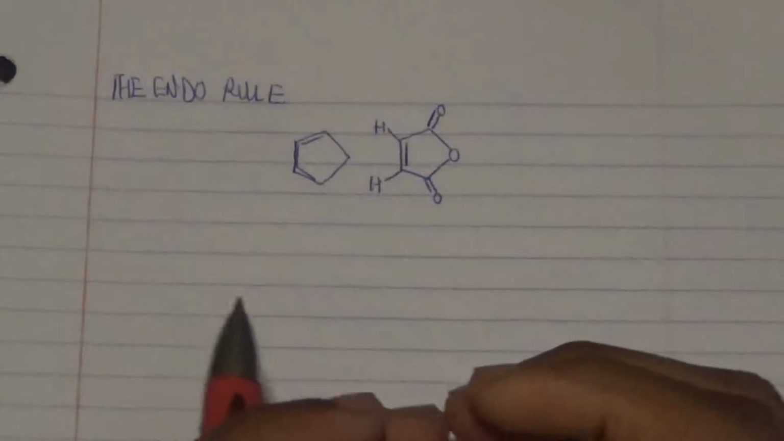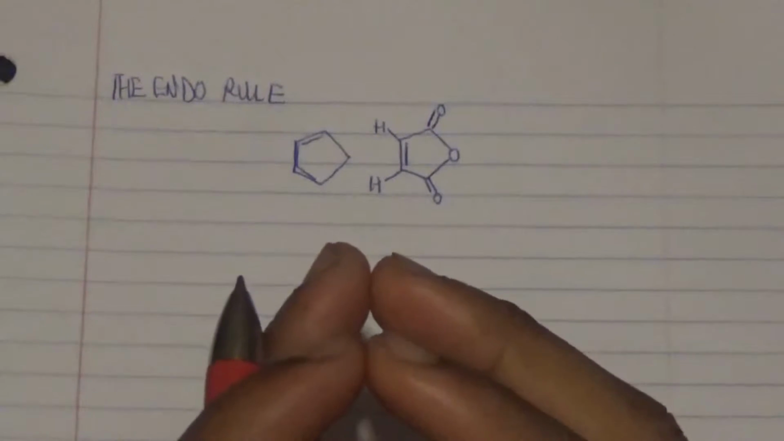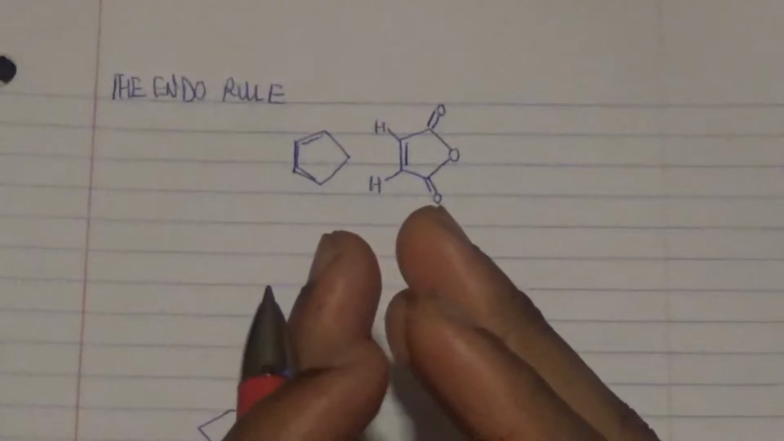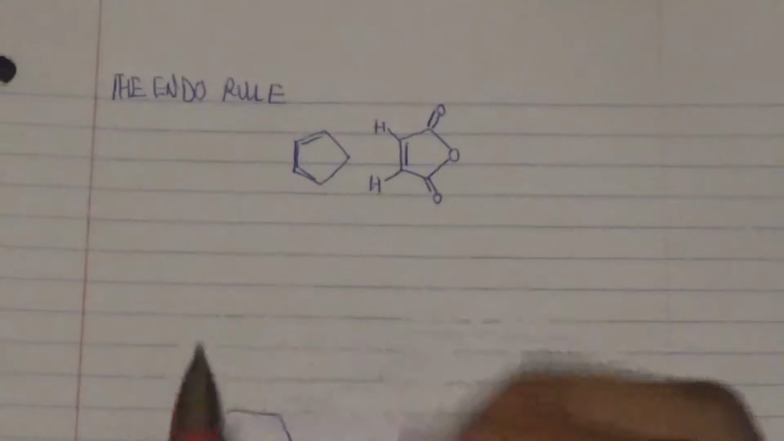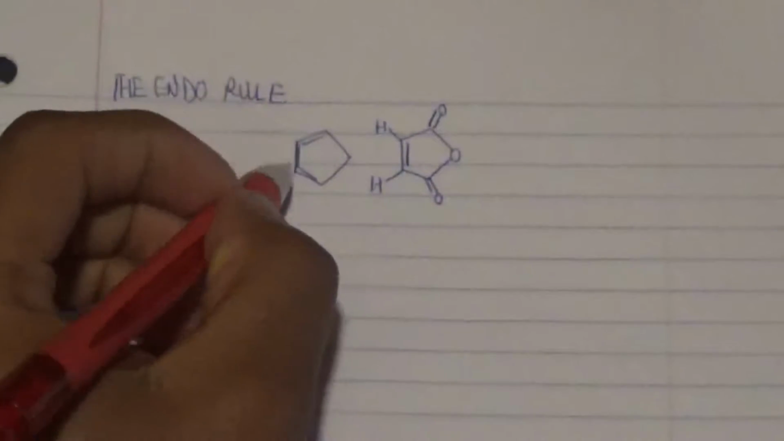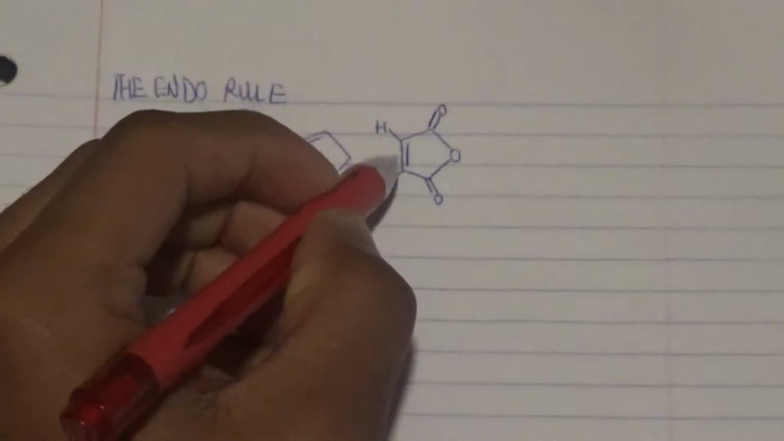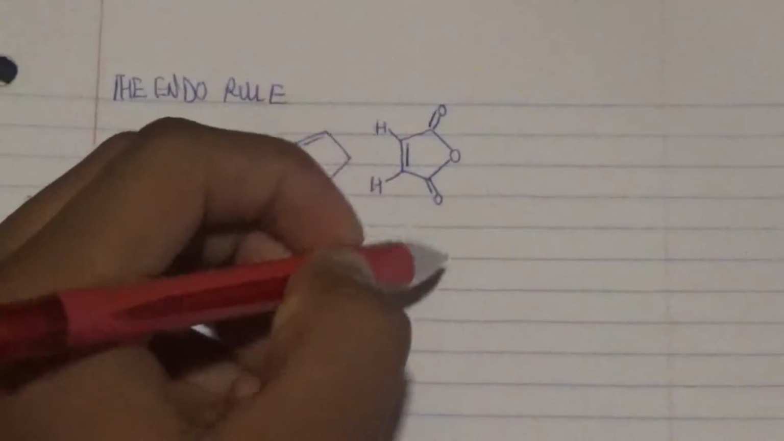Here we'll be looking at cycloaddition, and most importantly how the endo rule shows the reason why endo products are actually formed in this particular reaction. Now here we have our diene, and over here we have a dienophile which has this huge electron withdrawing group.